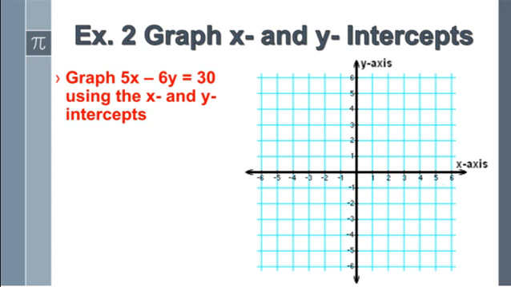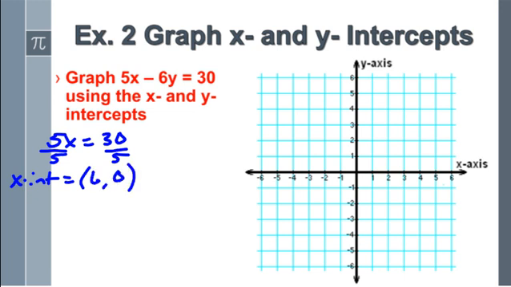Now that we know how to find the intercepts, now we can use the intercepts to graph a line. So we need to graph 5x minus 6y equals 30 using the x and y intercept. So to find the x-intercept, 5x equals 30 because my y is 0. So divide by 5 on both sides. So the x-intercept is (6, 0). And so I'll put that on my graph right now. 6 and 0. So that's my x-intercept because it crosses the x-axis.